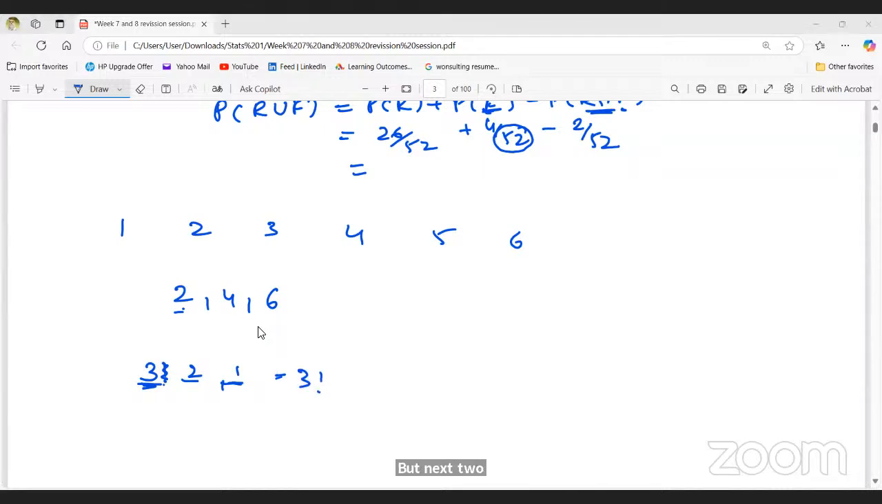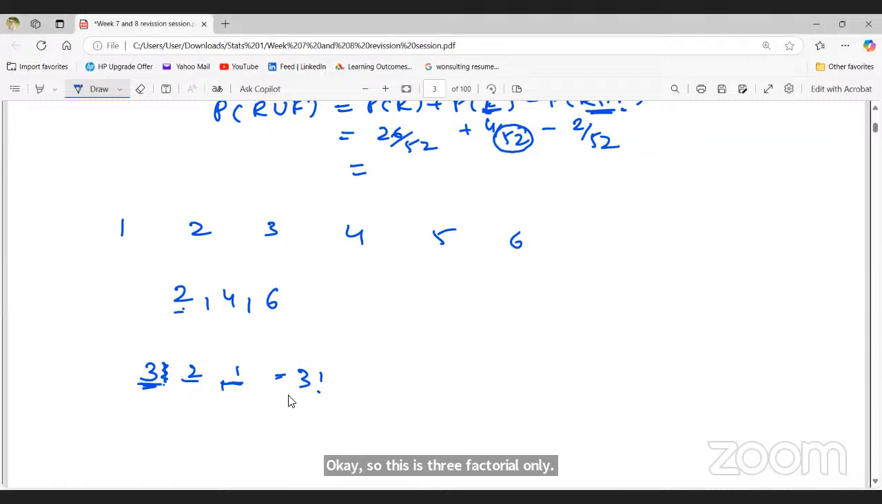Can you say 3 out of 6? Sorry, not 3 out of 6, that would be wrong. See, there are 6 horses. So how many places are there? 1, 2, 3, 4, 5, 6. That means we have 6 prizes. This is the first place, second place, third place, fourth, fifth, and sixth, right?